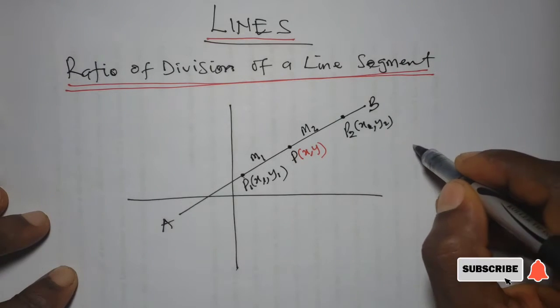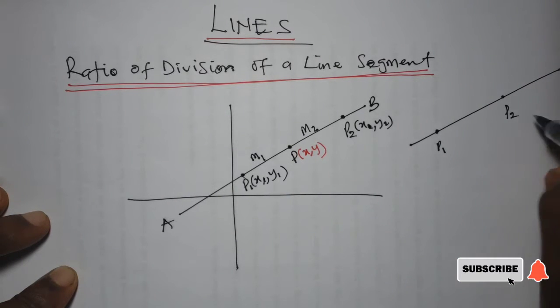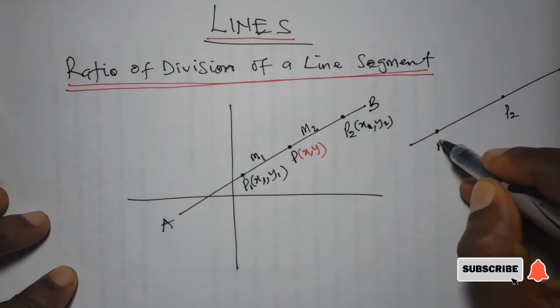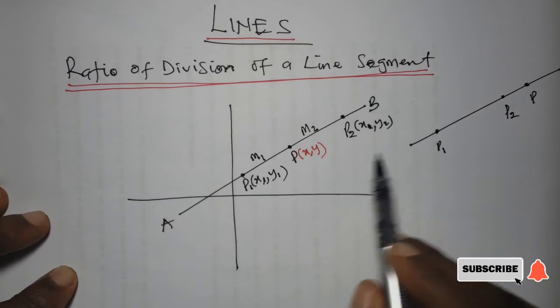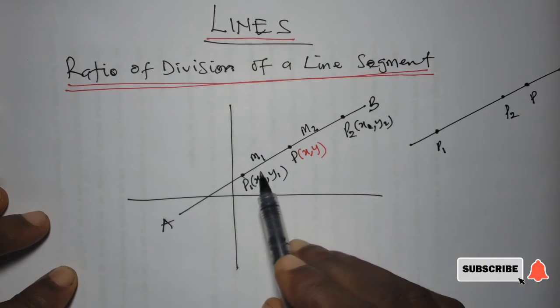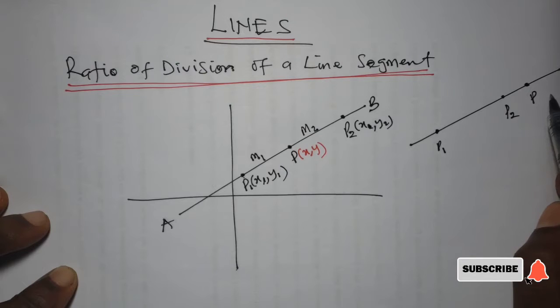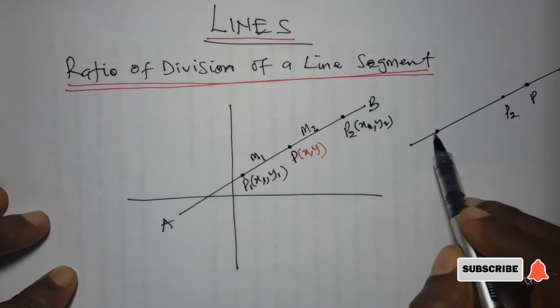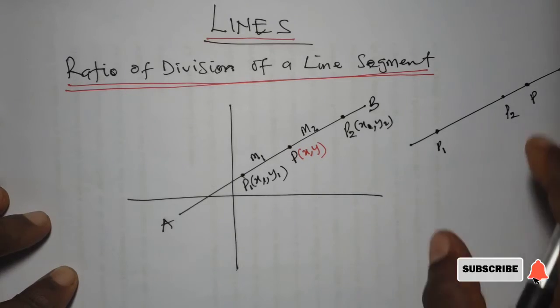Now the other case is where the line segment between P1 and P2 is divided externally by the point P. Here P divides P1 and P2 internally, and in this other line, the point P divides P1 and P2 externally. So we're looking at what we call internal division as well as external division of a line segment.